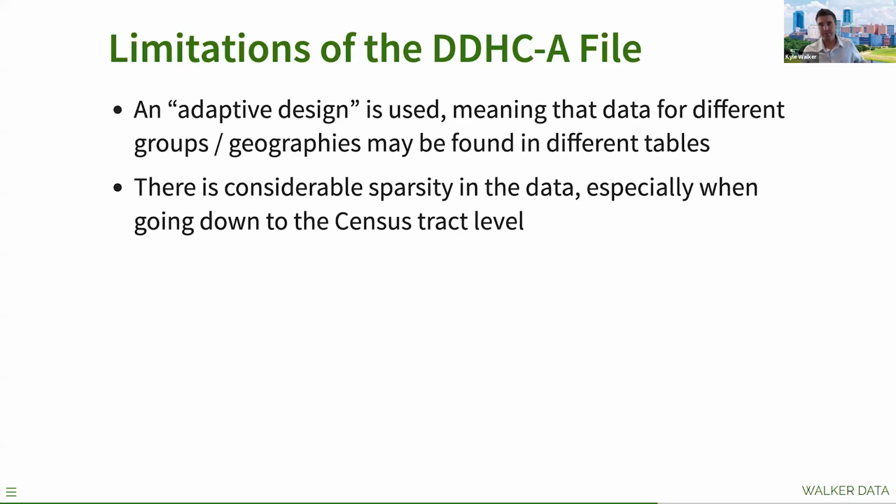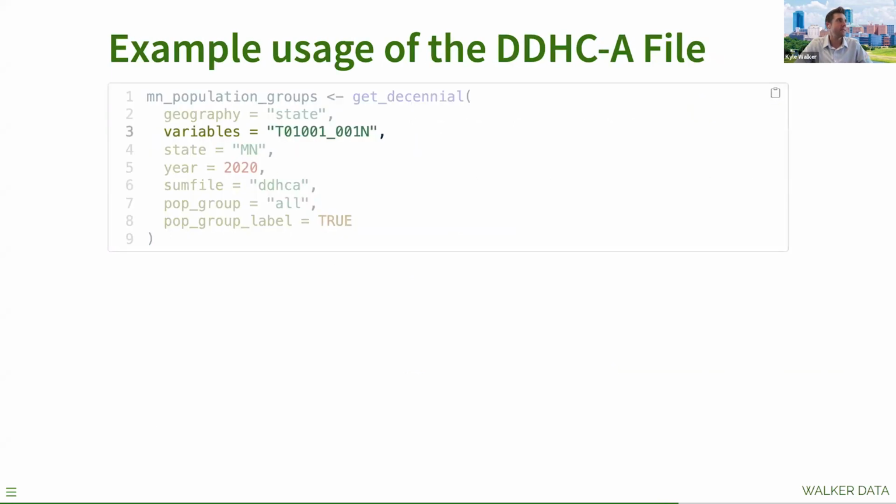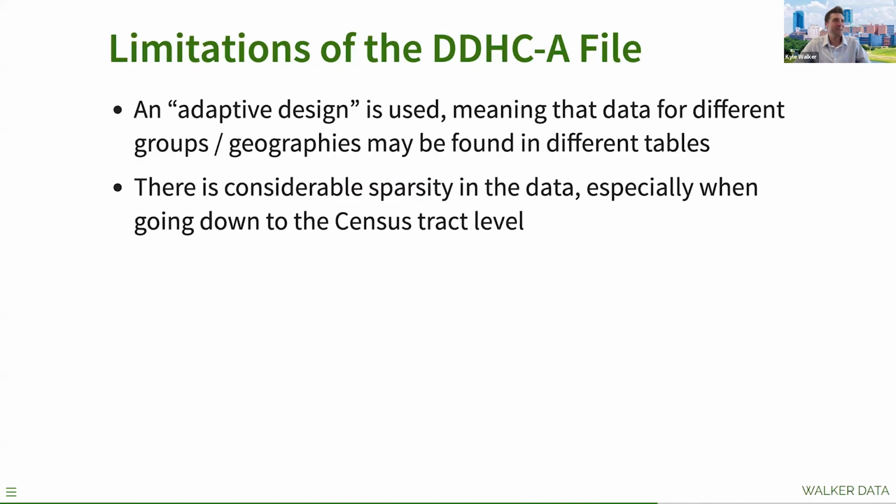And so in the detailed DHC-A file, I'm going to show you what it looks like and how it works in a moment, but there's some limitations to it. So Census implemented something called an adaptive design. And so I'll show you kind of what that looks like in a little bit. But what this means is that tabulations for different groups or different geographies are sometimes found in different tables. And you don't always know which table to look for. And that makes it difficult. Honestly, when I was developing an interface to work with this, I was having trouble with it because I would try to pull data from here and then the data wouldn't necessarily show up. This adaptive design can be tricky. I want to talk you through how we deal with it.